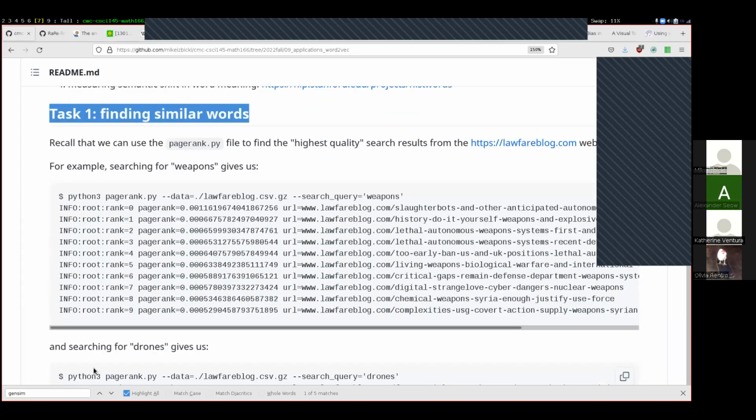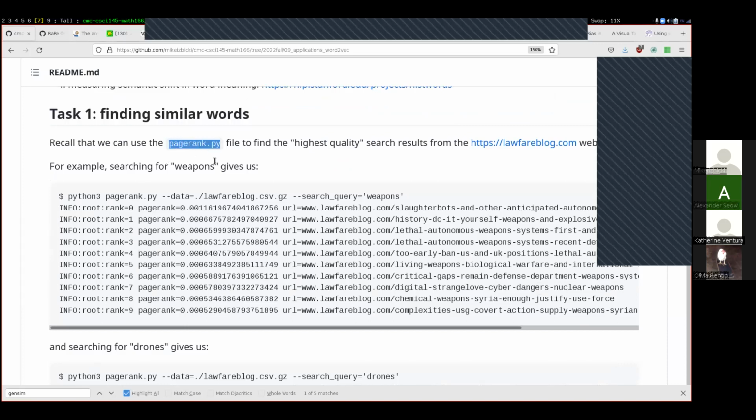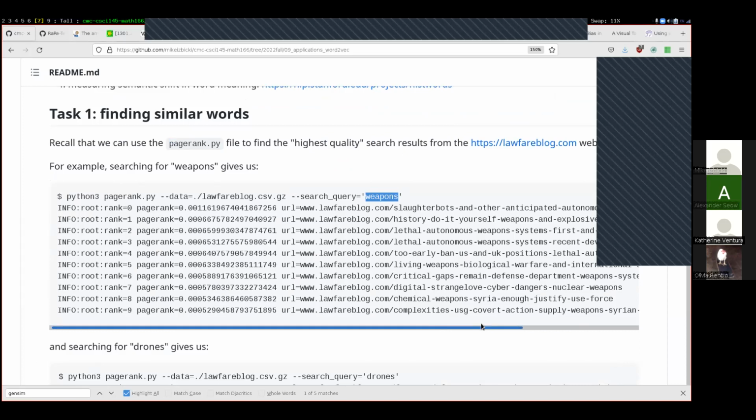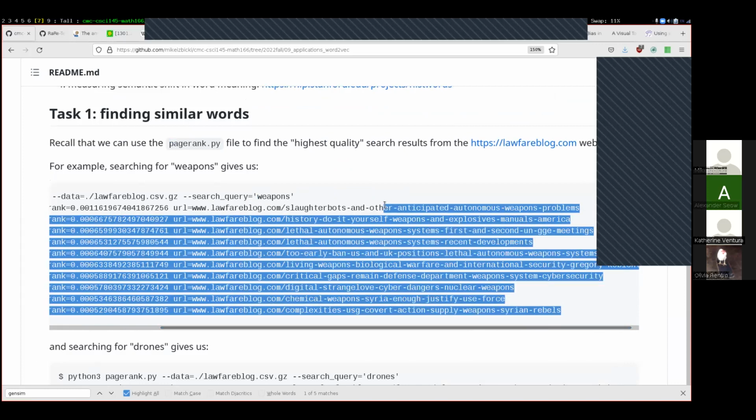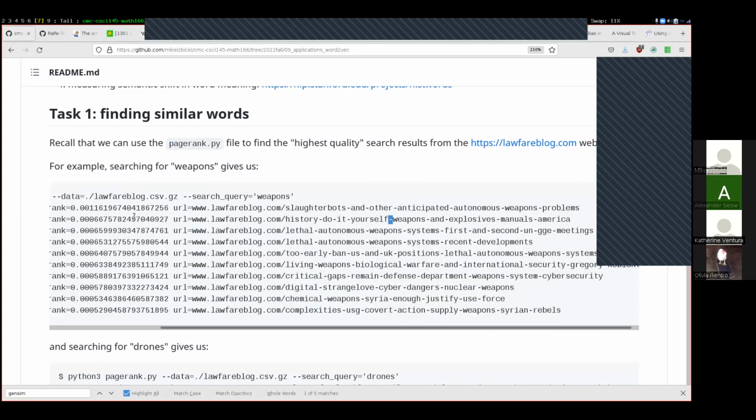So the first task: finding similar words. As a reminder, if you're running your PageRank.py program, you can specify particular search queries that you want to look for, like this word weapons, which was one of the examples that we did. It looks in the URL for times when the word weapons appears, and it only returns things that match that filter. The way PageRank came into this is we ranked all of these different pages, gave them their PageRank score, and only displayed the things with the top scores.